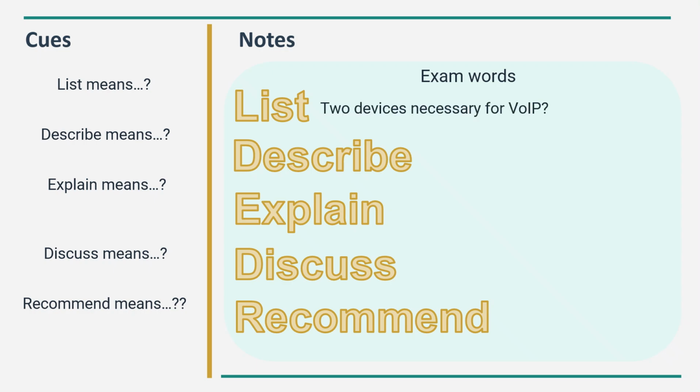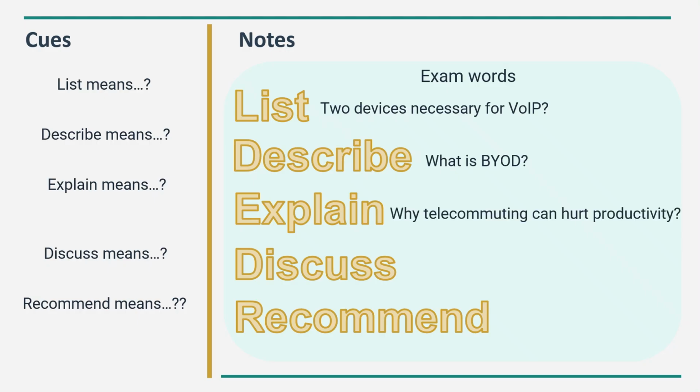A good example of a listing question is, list 2 devices necessary for a VoIP call. Describe what a VoIP is. Don't just say bring your own device. Explain what it is and where it is used.